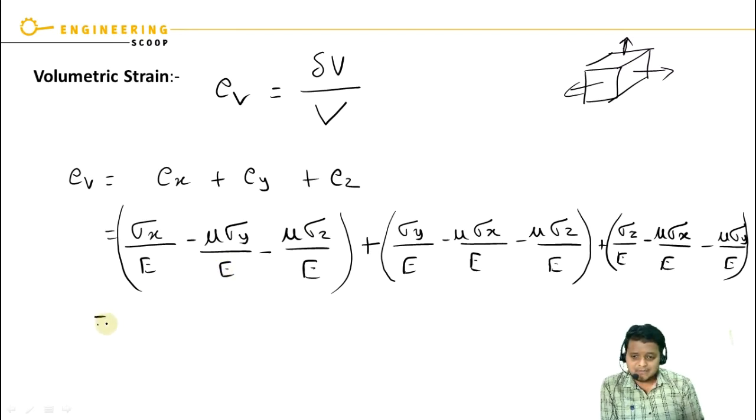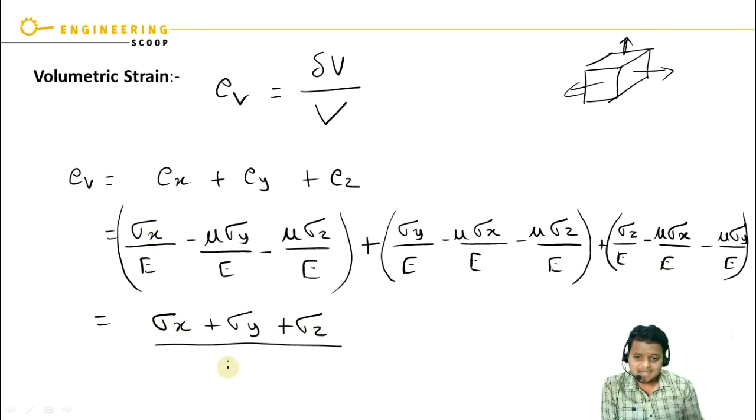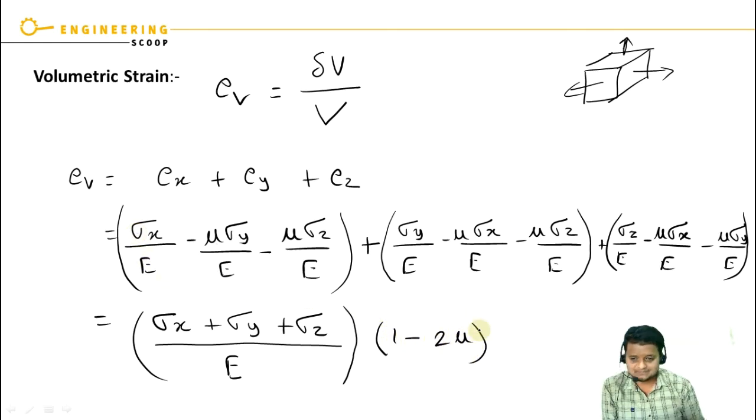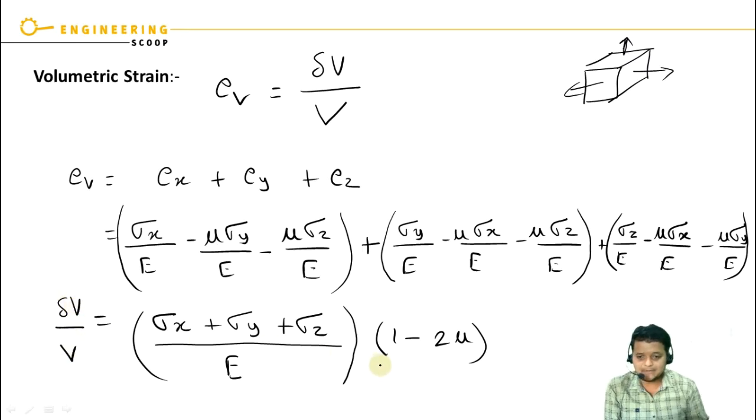Now, solving this equation, sigma X upon E, we will take it as common, so that will be sigma X. Again, we will take it as common, that is sigma Y plus sigma Z. Three sigmas are taken as common upon E. This will be the first term which we are taking common. What we are left with is just 1 minus 2 mu. This is the formula for volumetric strain.